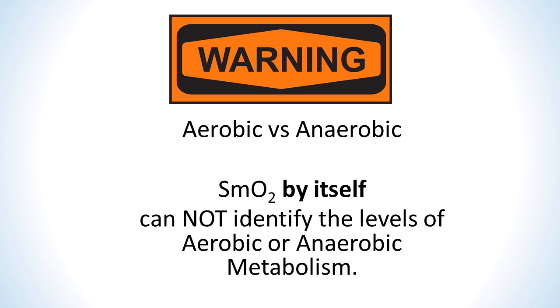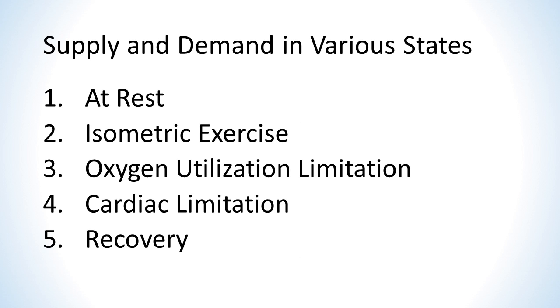The second warning is that SmO2 by itself does not tell you directly how much energy is produced aerobically versus anaerobically. It is possible to have a very low SmO2 and still be producing energy mostly from aerobic pathways. It's also very possible to have a high SmO2 and be using a significant amount of energy from the anaerobic pathway. Let's now look at the relationship between supply and demand for oxygen in the muscle in several hypothetical conditions.